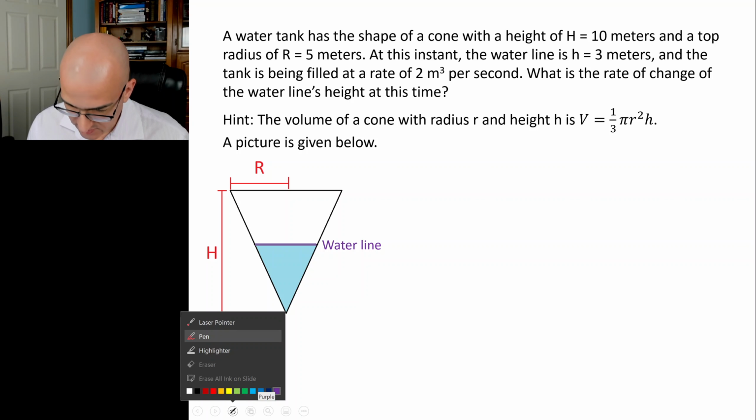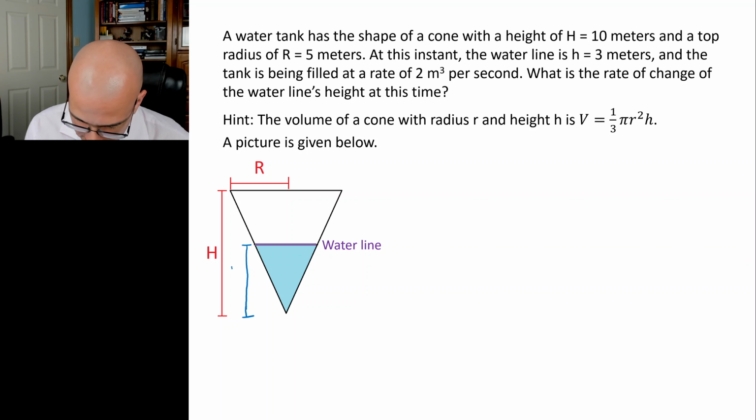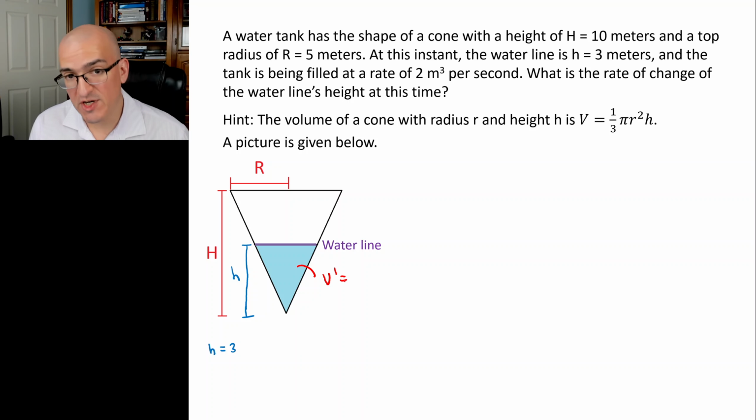So this question says we have a water tank that has the shape of a cone. This cone has a big height, capital H of 10, and a top radius, capital R of 5, and those are labeled in the picture. At this instant, the water line is little h equals 3. So I'm going to label that because it isn't currently labeled. So that's little h. Little h is equal to 3. And the tank is being filled at a rate of 2 cubic meters per second. So that's another piece of information. I'm going to call that V prime because it's a rate of change of the volume is 2.